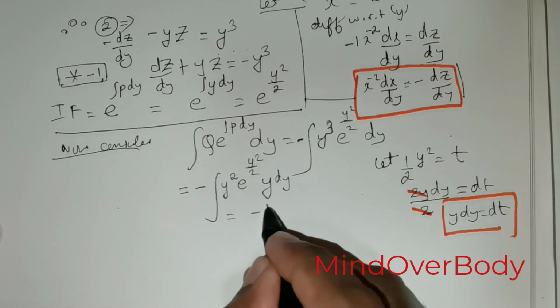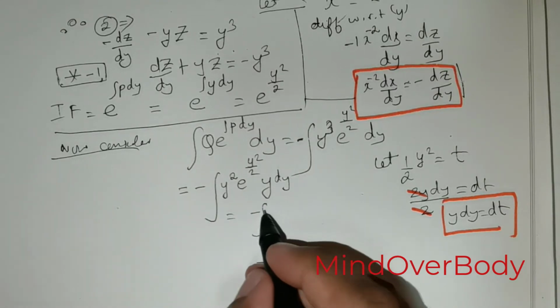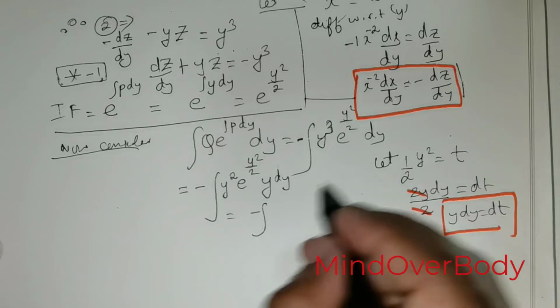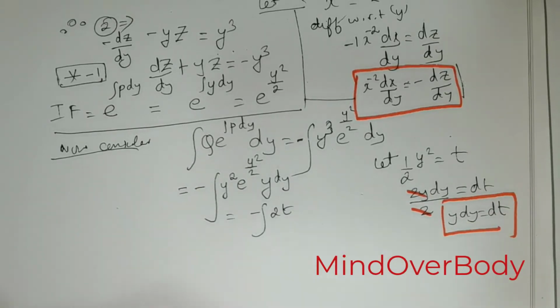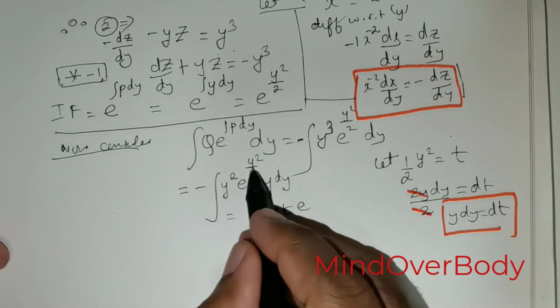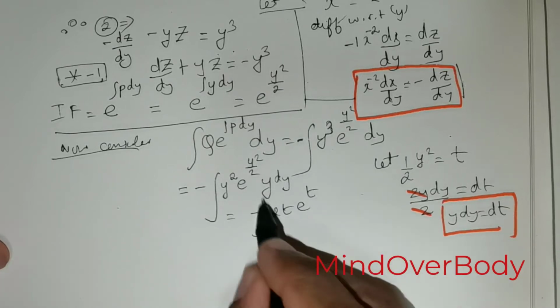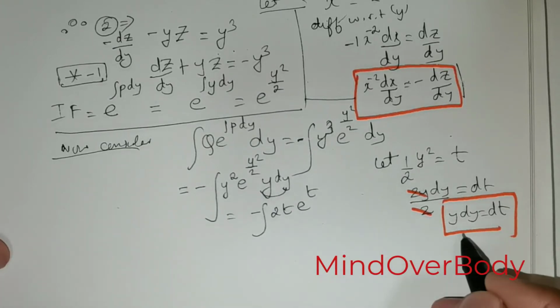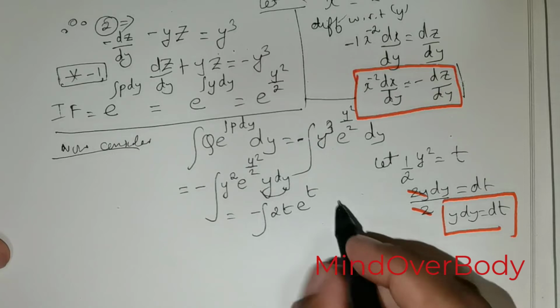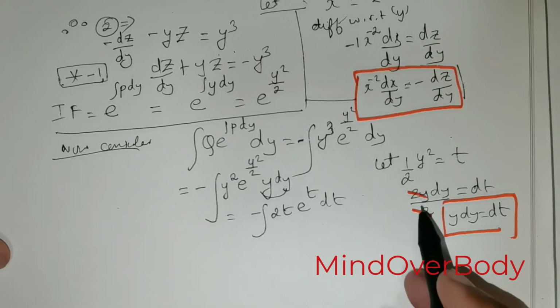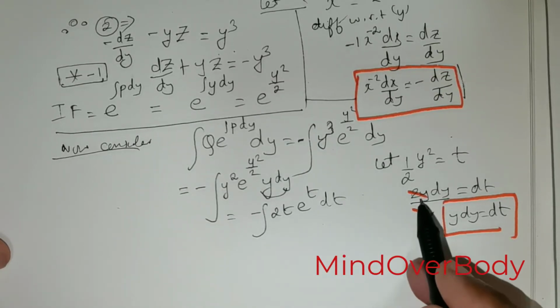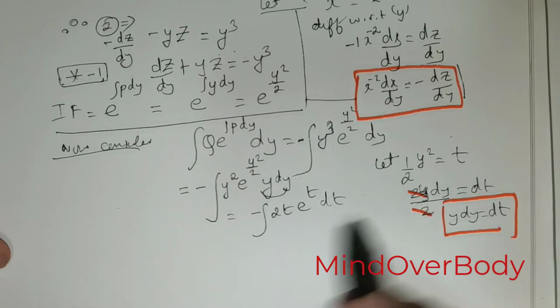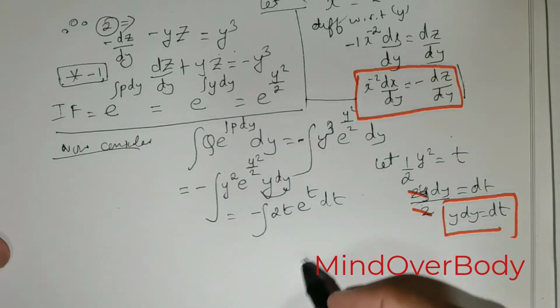So this is equal to negative integral y squared is 2 times t, and then e raised to the power of y squared over 2, that's going to be e to the t, and y dy is dt. Actually the 2 alone is getting cancelled, okay, y stays there. So this is fair enough.